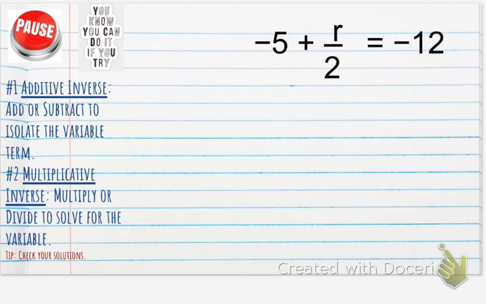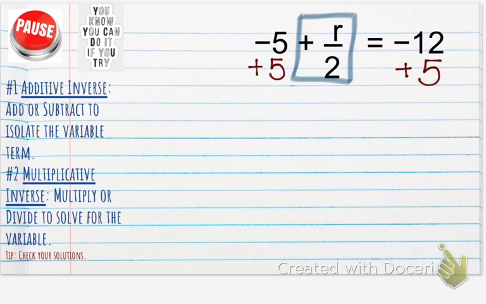All right, here's a new one. Pause the video and you try. Did you isolate the variable term? And if so, what did you isolate? Do you agree with me? Is it r divided by 2? So what's happening? It's being added by a -5. So what's the additive inverse of a -5? If you answered add a 5 or +5, you are right. And we do that to both sides of the equal sign.